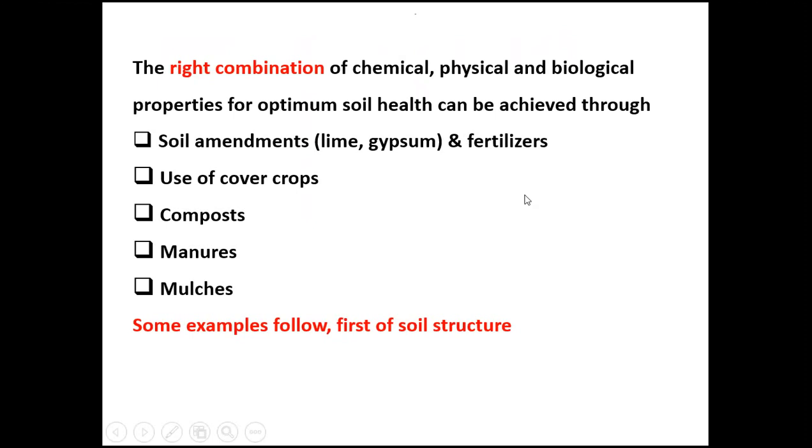Let's see how one might go about trying to attain these optimum values through a combination of these chemical, physical, and biological properties. And the sort of things that can be acted upon are the use of soil amendments. I'm sure many are familiar with lime for raising pH, gypsum for correcting sodicity in soil, and of course the fertilizers themselves, provided the fertilizing strategy is combined with a soil or plant testing regime to determine what might be deficient or what might be in excess.